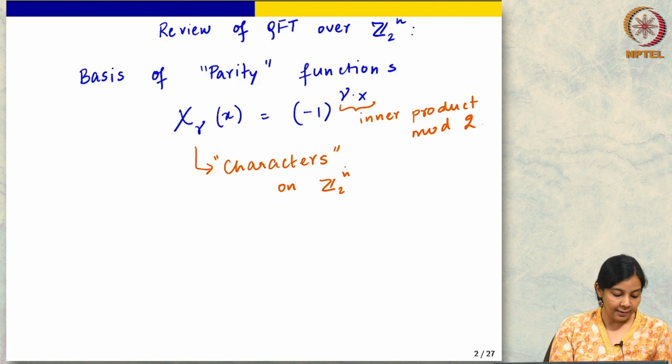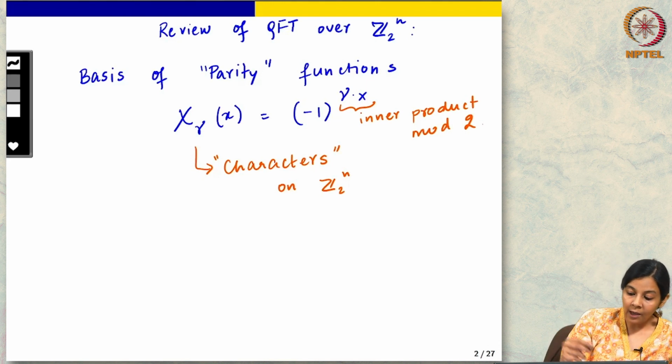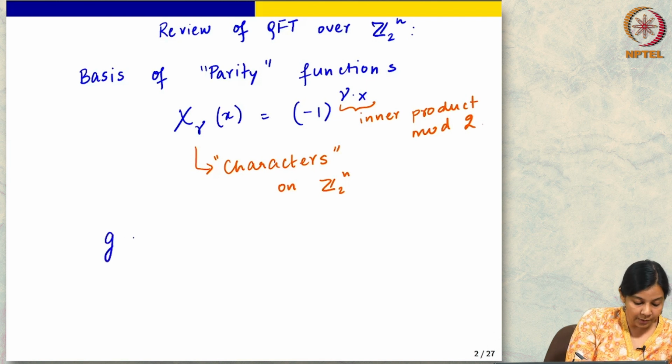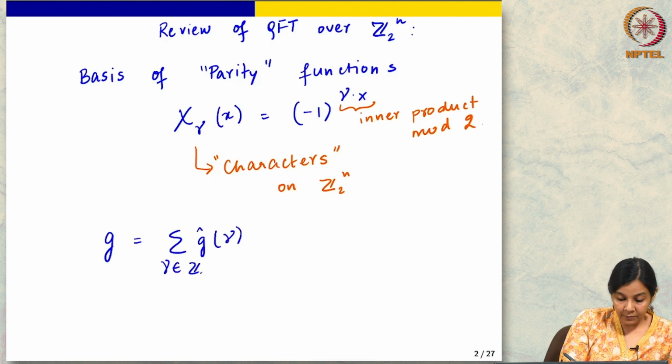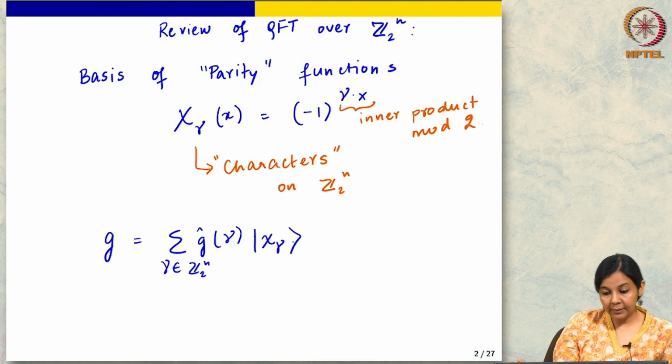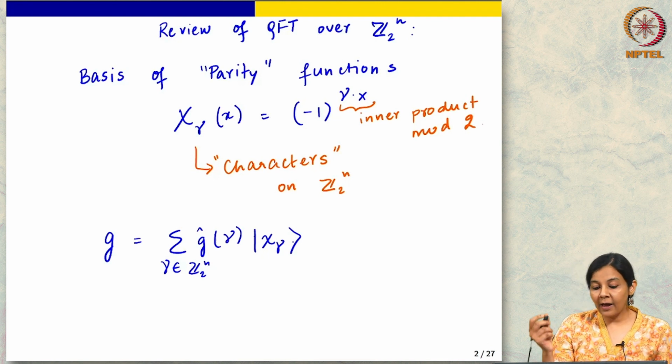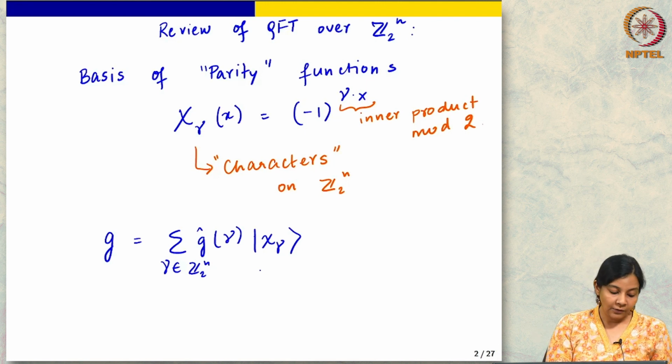So, these were our basis functions, and using this we were able to represent g as a summation of g hat gamma chi gamma, where gamma is over Z2 to the n. Everyone remembers this. So, this was our Fourier transform. This is the whole function. Of course, you can specialize this and find its evaluation on a particular point. I am writing it as the whole vector. So, this is what we saw.